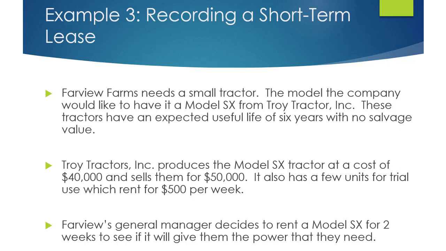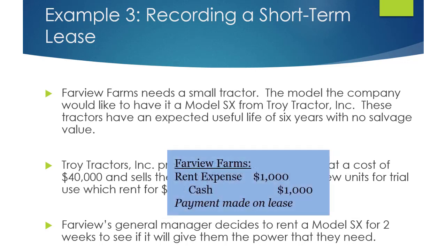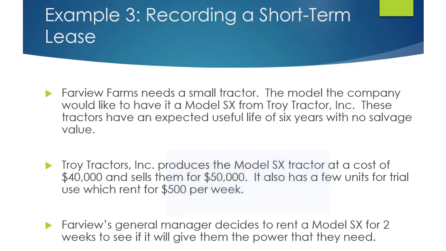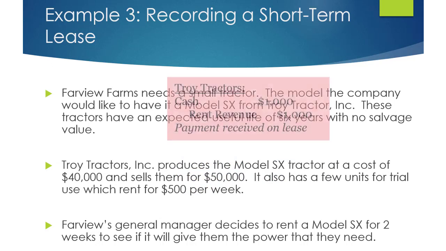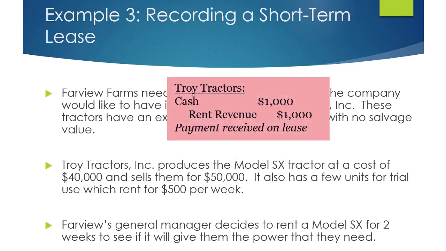Then if you want to buy one, you buy one. That's it. So the journal entry is simple. For Farview Farms, we debit rent expense for $1,000. We credit cash. That's it. For Troy Tractors, we debit cash. We credit rent revenue $1,000.